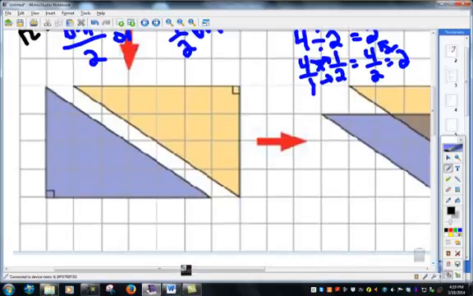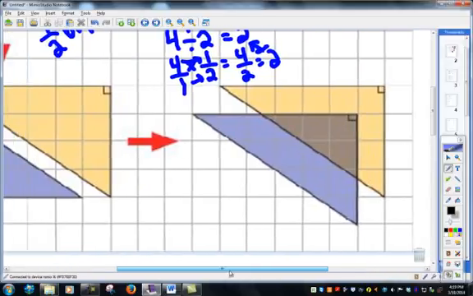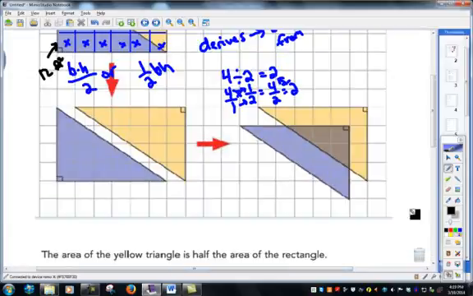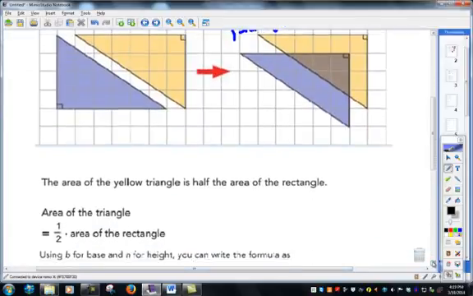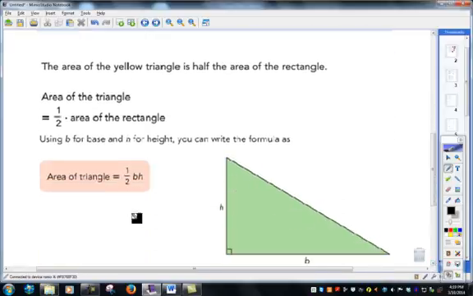You can see what I'm talking about. And it's hard to count slivers of squares. That's what makes it kind of difficult, but that's where it comes from. And there you can see that they're both the same. All right. So the area of the yellow triangle is half the area of the rectangle. We just talked about that. So pretty basic. So right here is your formula.